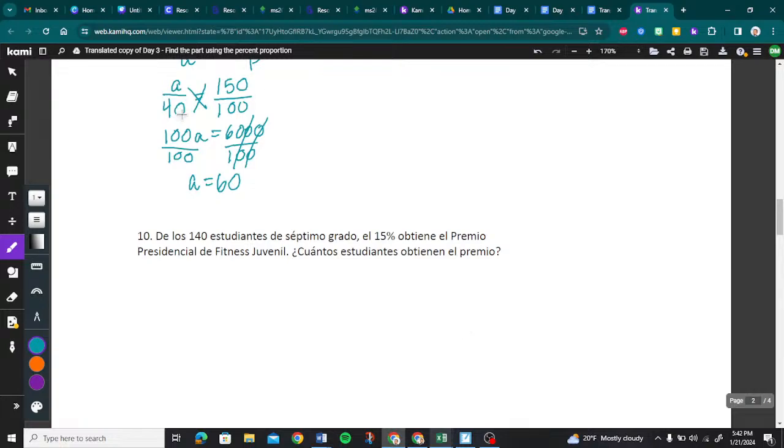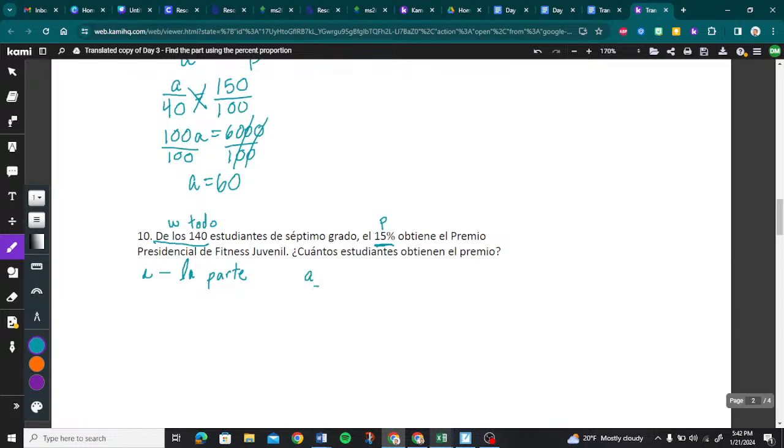Estudiantes de séptimo grado, el 15% obtienen el premio presidencial de fitness juvenil. ¿Cuántos estudiantes obtienen el premio? So, de los 140. So, of the 140, this is our todo, our whole. 15% right here is our percentage, and we want to find la part. So we want A, which is la part.